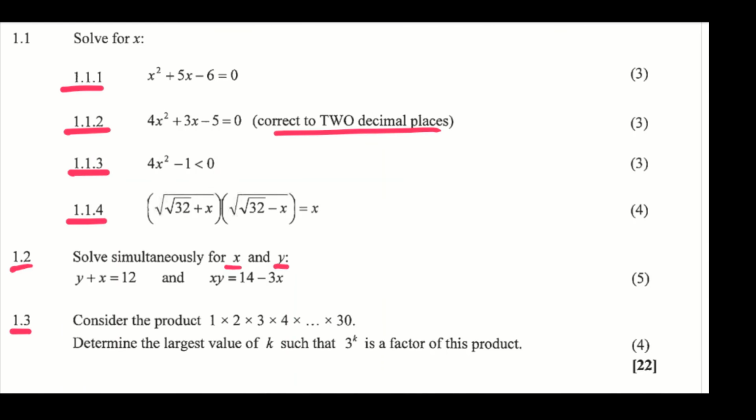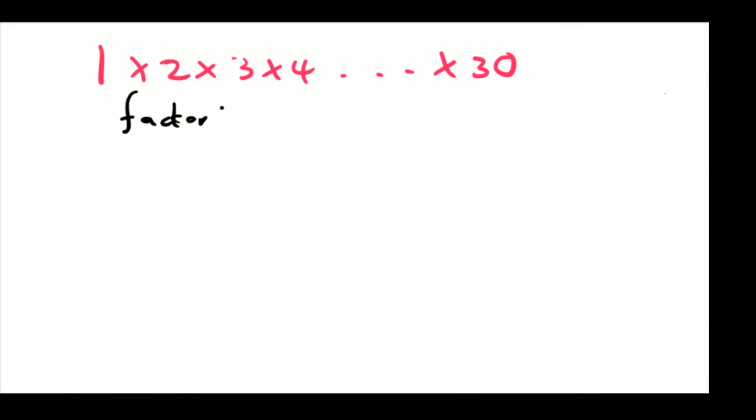Now we're going to do 1.3, where we are told to consider the product of 1 times 2 times 3 times 4 all the way up to times 30. And we are asked to determine the largest value of k such that the factor is 3 to the power of k, right? So what we know is that we have a product of 1 times 2 times 3 times 4 all the way up to times 30, right? And the factor that you are given is 3 to the power of k, right? So this is a hint.